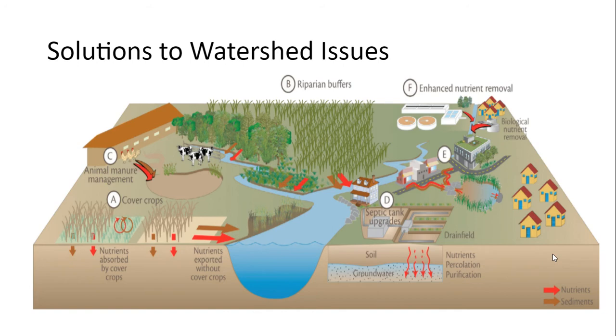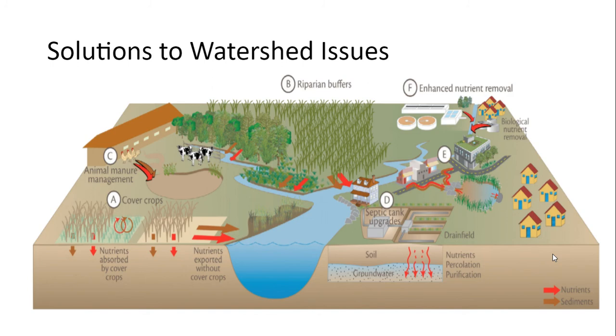Septic tank upgrades to ensure that whatever's found in the septic tank doesn't actually end up in the groundwater, which could end up eventually in the watershed. Animal manure management, kind of similar to our nutrient removal. Also, the planting of cover crops.